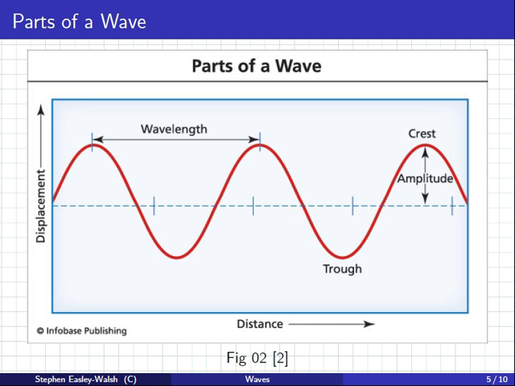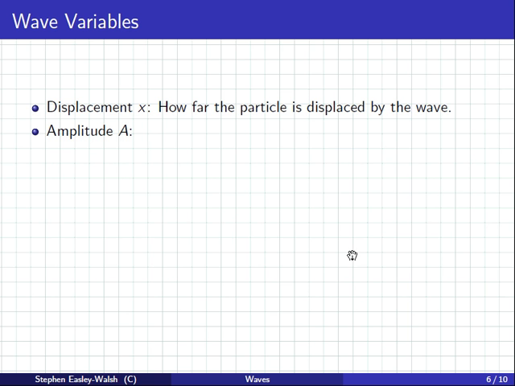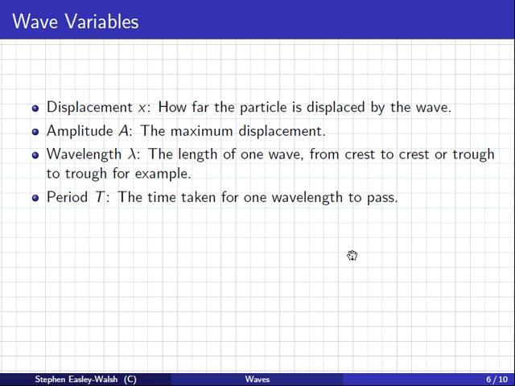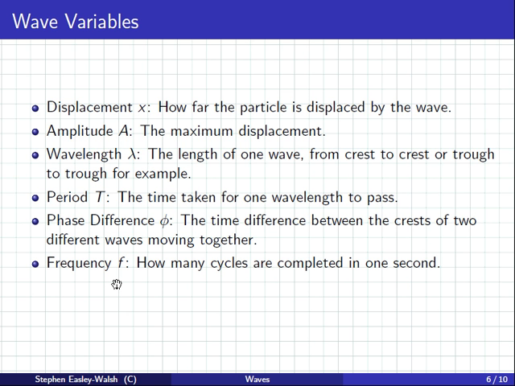Yeah? Continue. Now, some letters. X will be our displacement, amplitude, usual, A. Wavelength, lambda. Period, T. And phase difference, phi: the time difference between the crest of two different waves moving together. I will have to explain this one. Frequency, f, you know what this is. How many cycles in 1 second?